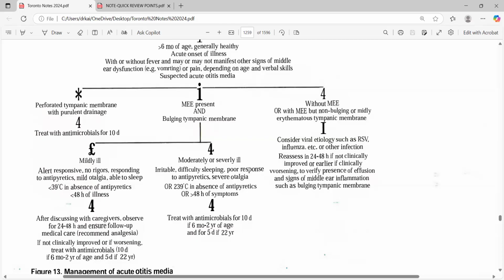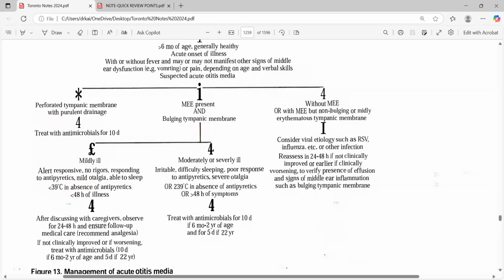In those cases, with poor response to antipyretics, or a temperature going on for at least more than 2 days, give antimicrobials right away, for 10 days at 6 months to 2 years of age, and for 5 days for above 2 years of age. So you don't need to remember exactly how long you have to give antimicrobials, roughly it's 10 days, okay, just roughly. Obviously if someone is younger, you can give a shorter course.